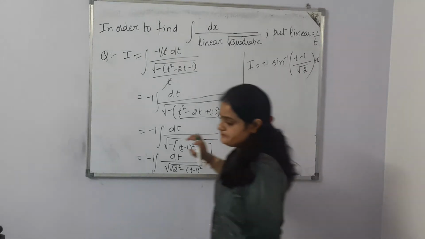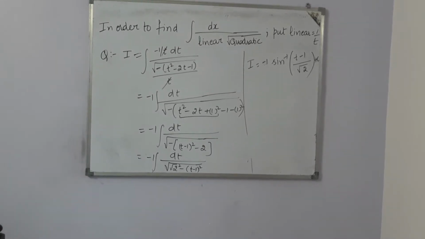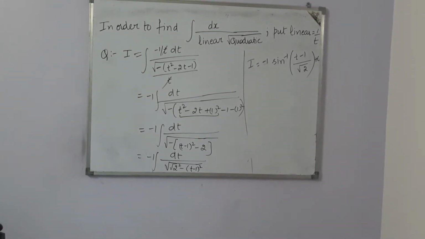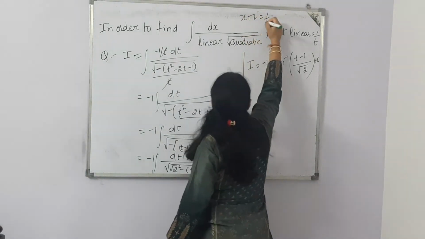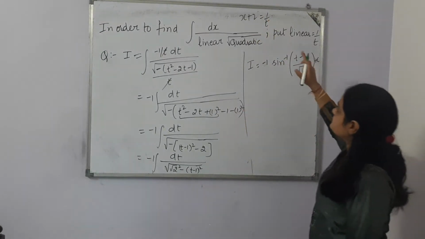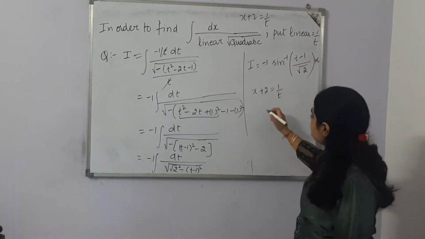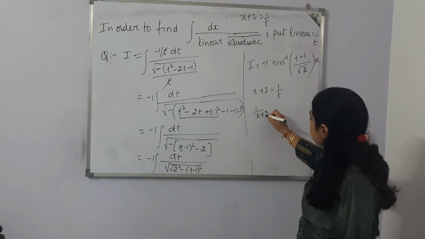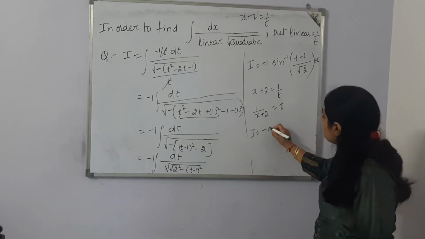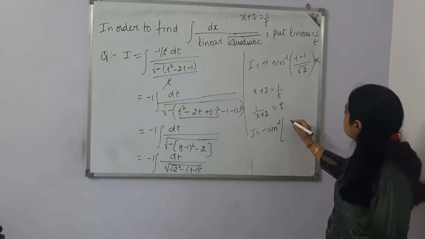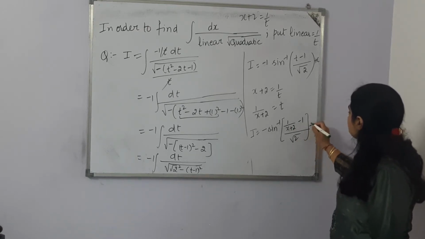We substituted x plus 2 is equals to 1 by t. Now after taking reciprocal, I am writing it here. It is equals to 1 by t. After taking reciprocal, what we will get? 1 upon x plus 2 is equals to t. This is the value of t. We will substitute here. So I is equals to minus sine inverse of 1 upon x plus 2 minus 1 whole upon under root 2 plus c.